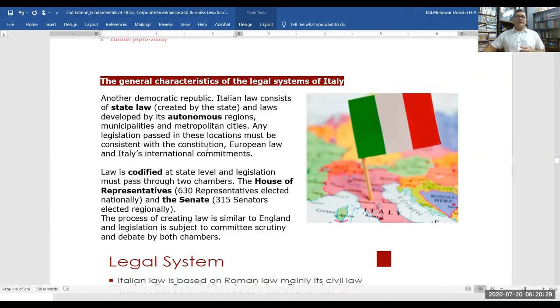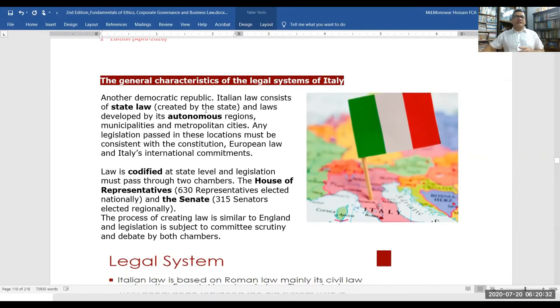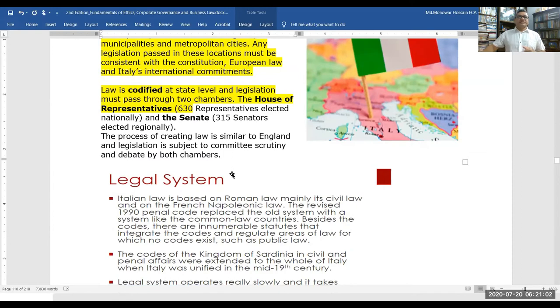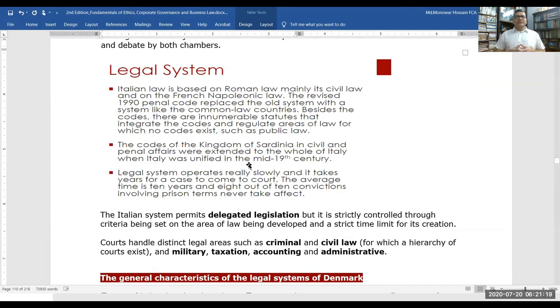And now we will see the general characteristics of the legal system of Italy. Italy is a democratic republic. Italian law consists of state law and laws developed by the autonomous regions. Law is codified at the state level, and legislation must pass through two chambers: the House of Representatives, with 630 representatives selected nationally, and the Senate, with 315 senators elected regionally. The process of creating law is similar to England.